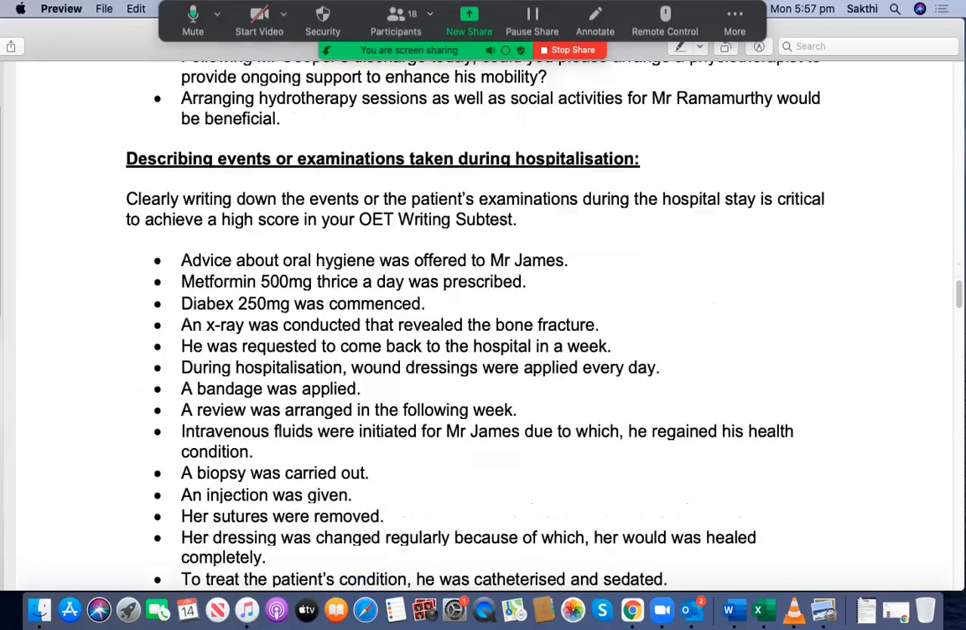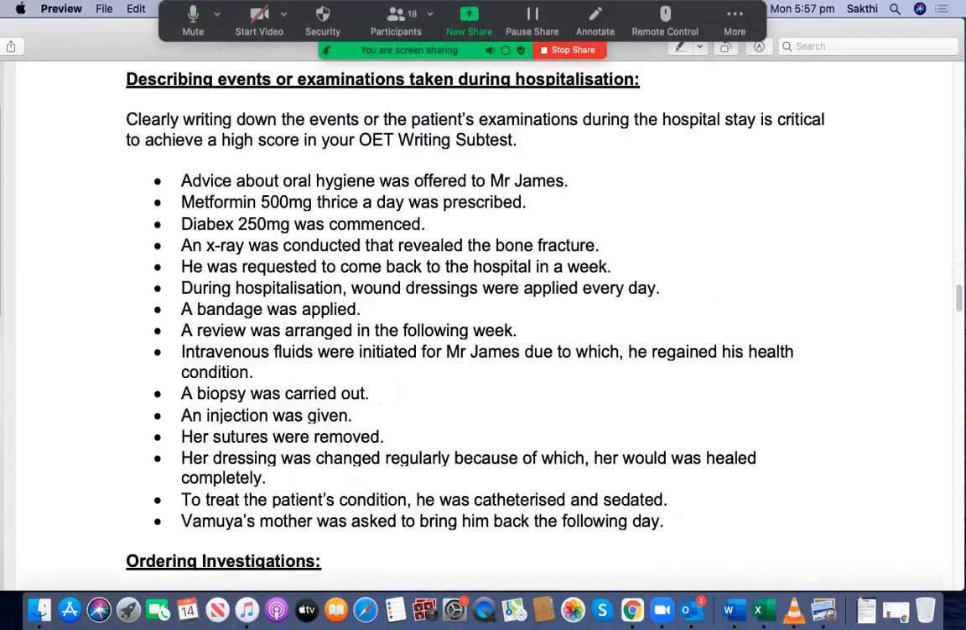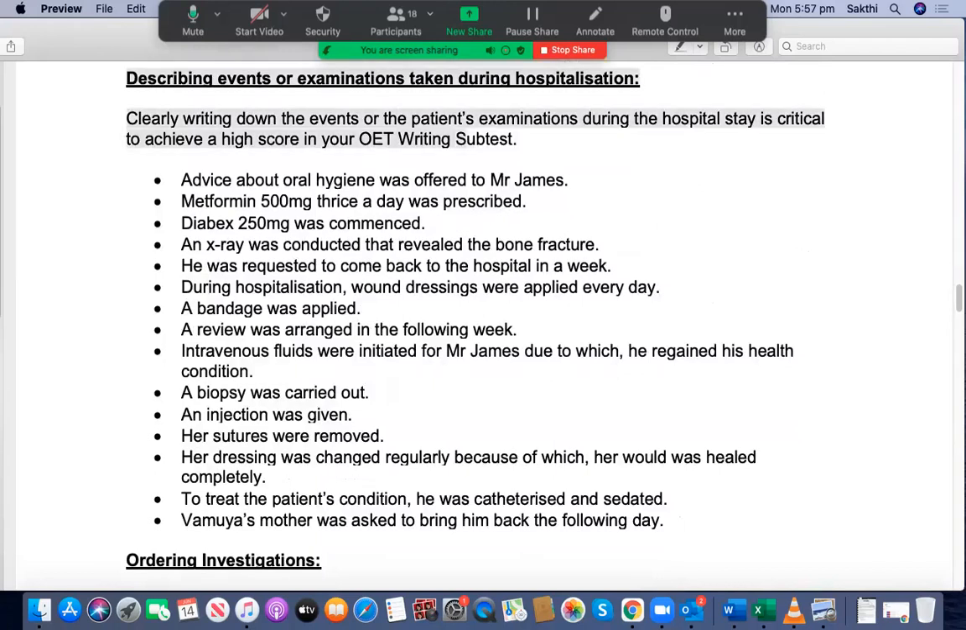Let's go to the next one. Describing events or examinations taken during hospitalization. Clearly writing down the events or the patient's examinations during the hospital stay is critical to achieve a high score in your OET writing subtest. You can write like this: Advice about oral hygiene was offered to Mr. James.